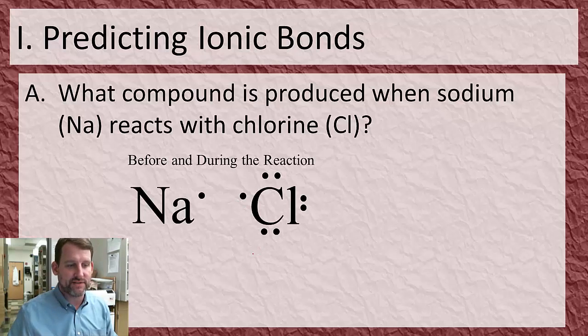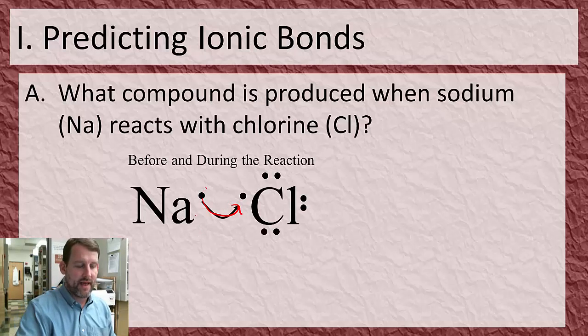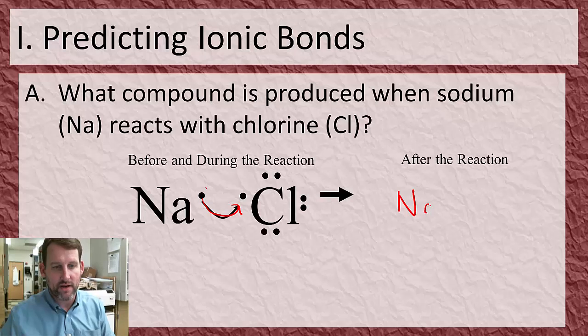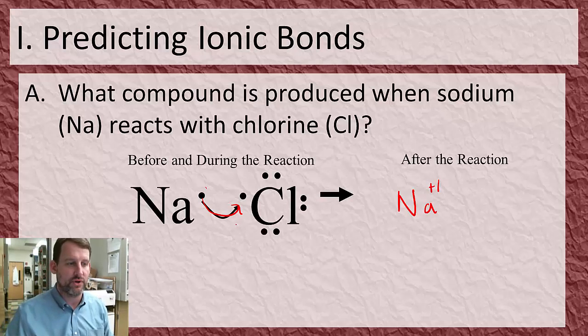And you know chlorine has a really high electronegativity, so it's going to be really tugging on electrons. Sodium has a low electronegativity, so it does not have much pull on electrons. And then during the reaction, you get this electron being pulled over this way into the chlorine. Afterwards, you get this sodium who's lost an electron, and what you end up with when you draw it is an Na +1. It's lost one electron, now it's a +1 charge.